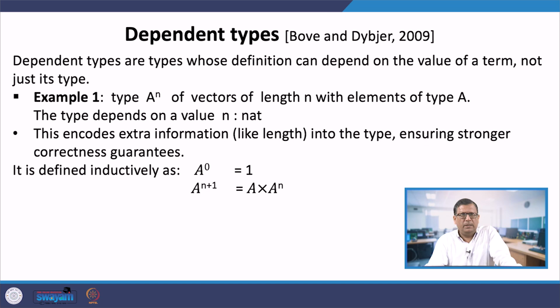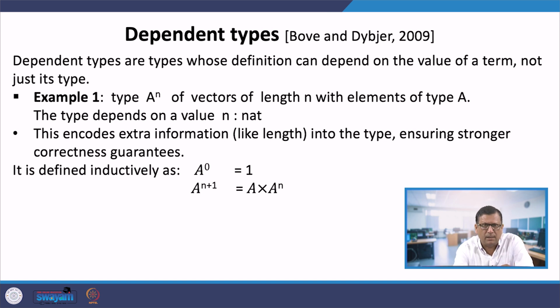Okay, now we discuss dependent types. This discussion is based on a paper named Dependent Types at Work, 2009, by Ana Bove and Peter Dybjer. Dependent types are types whose definition can depend on the value of a term, not just its type. So earlier we saw other things, and now we are moving to a quite different paradigm, but it is useful. For example, it is used in proof assistants.